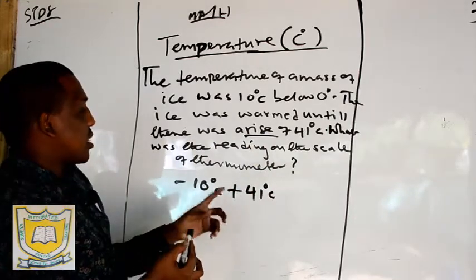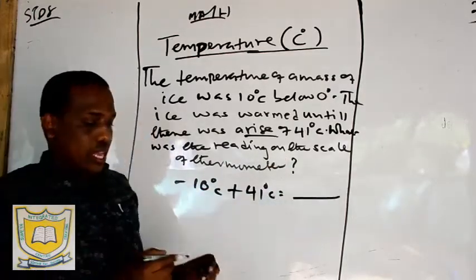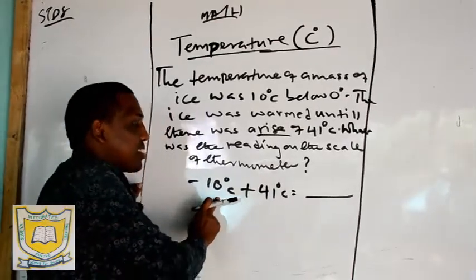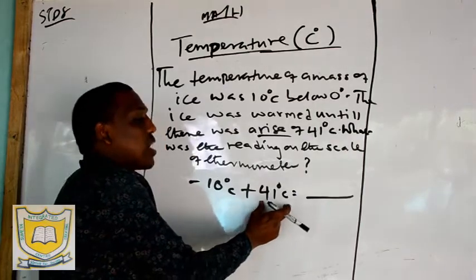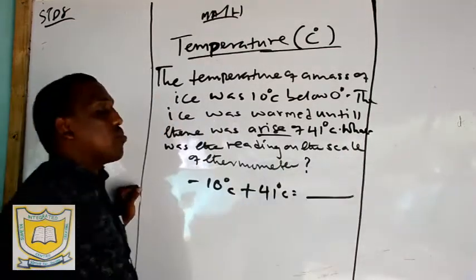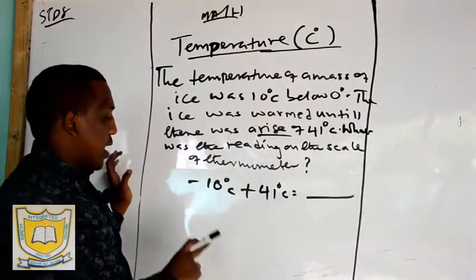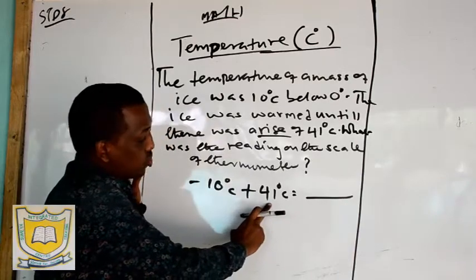Then the question is asking, what is the reading of the thermometer now? It was negative 10 degrees Celsius. Someone warmed it until there was a rise of 41 degrees. Now, what is the reading of the thermometer? That's what they are asking. So what we do now, this is minus 10 and this is plus 41.